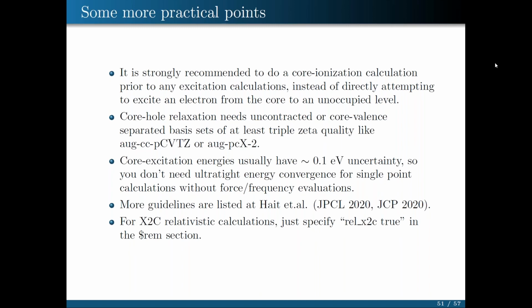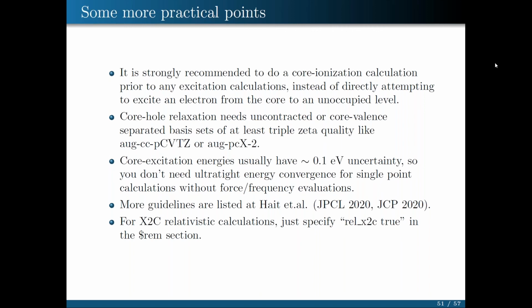And one of the good things is that core excitation energies generally have, as I noted, something like a 0.1 eV uncertainty. So you don't need to have ultra tight energy convergence for single point calculations. You just need to converge to something like 10 to the minus 4 or 10 to the minus 5 Hartrees instead of 10 to the minus 8. This is of course only true if you don't want to do force or frequency evaluations. If you do any of that, then you would really need to converge your orbitals pretty tightly. And more guidelines are listed in some of these papers that we have written before, the JPCL 2021 for closed shell molecules and JCP 2020 subsequently for open shell systems.